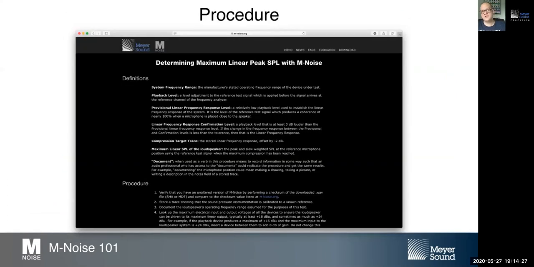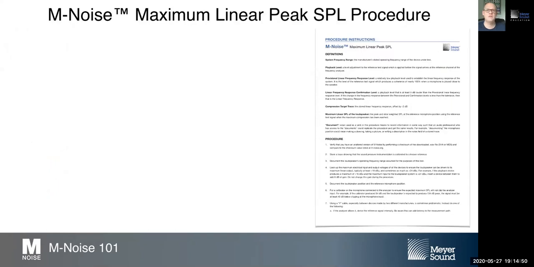And all of this, what we're about to see during the next 15 minutes, is carefully documented. The procedure, which is equally important if not more important, is what we're trying to get standardized, using M noise as the source. This procedure can be found at mnoise.org. Again, you can read it on the website, but you can also download it as a PDF. On the right side, you see the PDF.